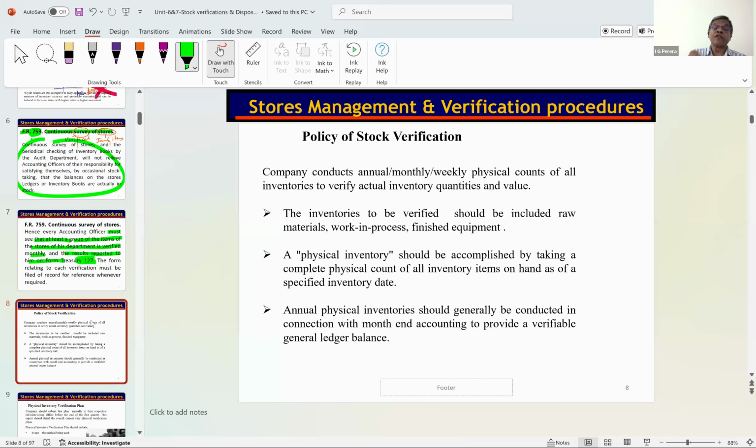So when you are taking stock verifications, all inventories should be verified. Finished goods, raw materials, work in progress, all these different types of stocks, inventories. So you have to take a complete physical count of inventory items as per the particular day that has been specified.